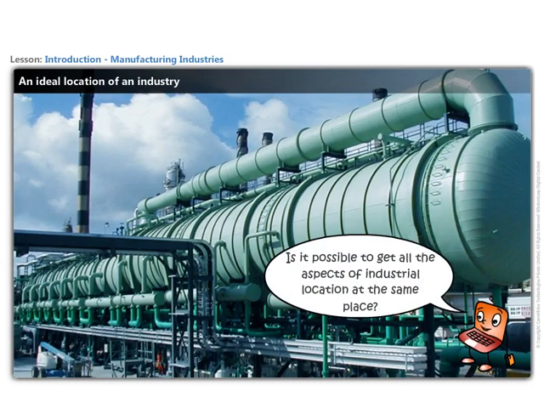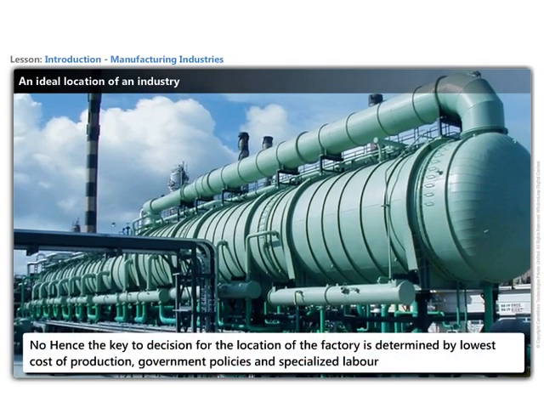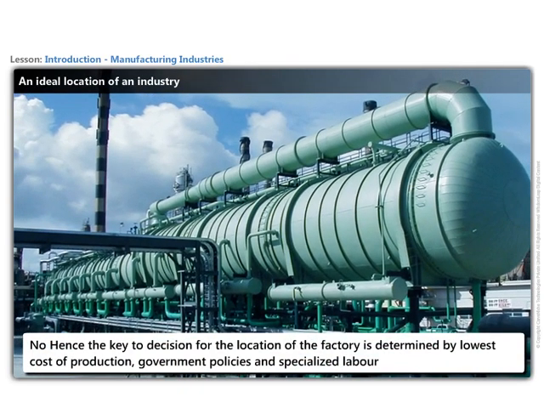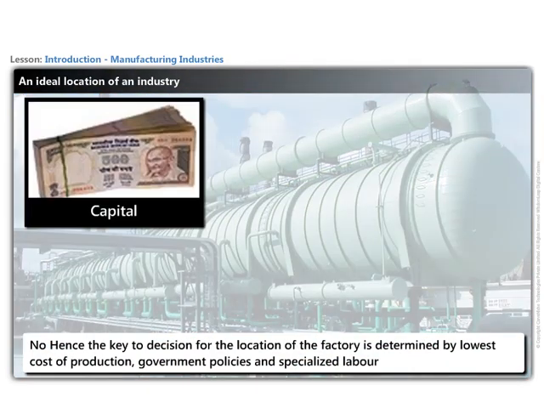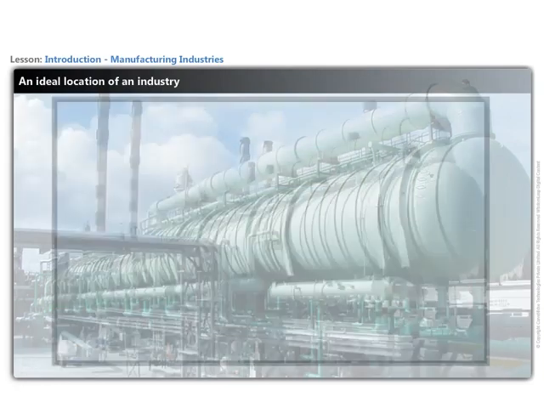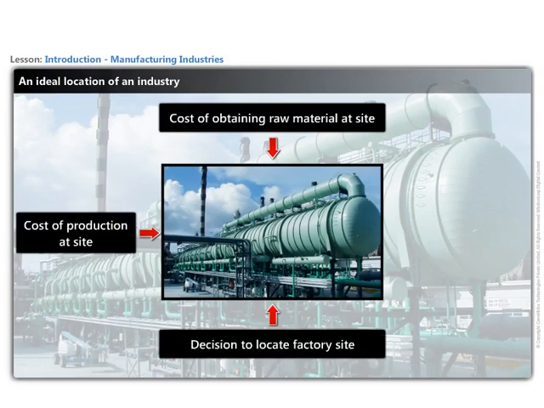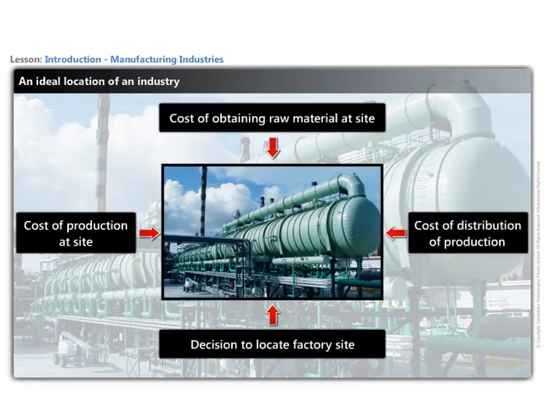Is it possible to get all the aspects of industrial location at the same place? No. Hence, the key to decision for the location of the factory is determined by lowest cost of production, government policies, and specialized labor. Least cost of raw material, production, distribution of production and government decision to locate the site determine the location of an industry.